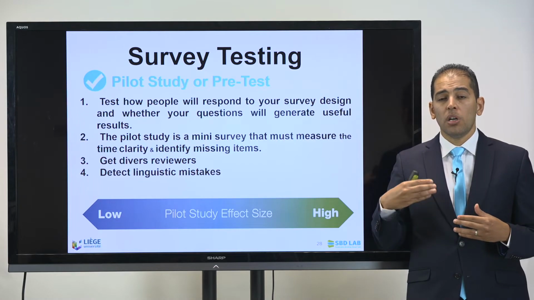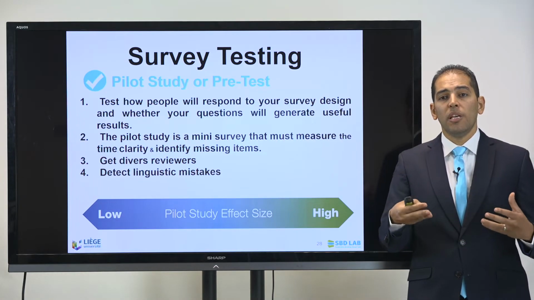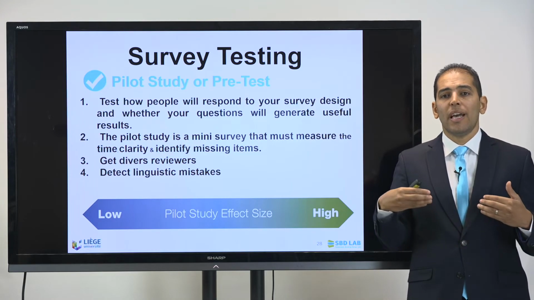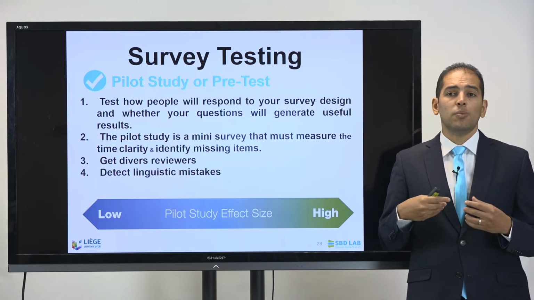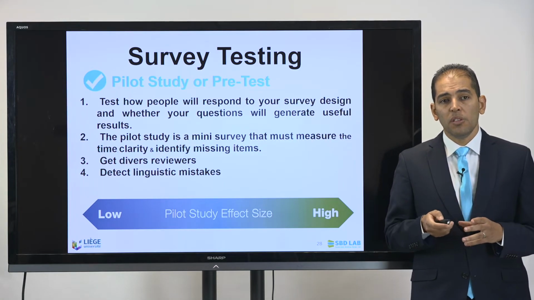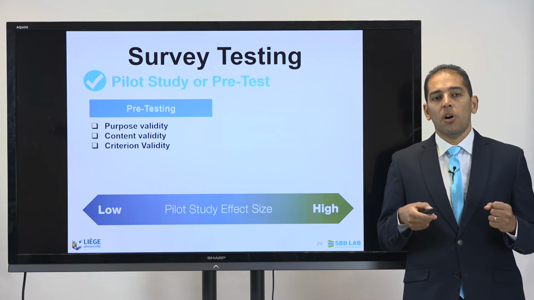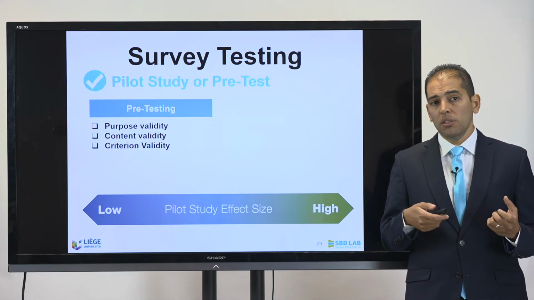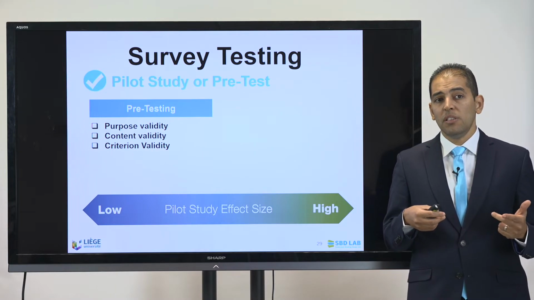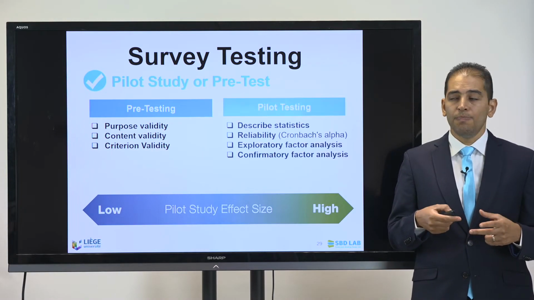So therefore, you need to run it several times with your population or a sample of your target population. You need to test it with the linguistic expert, you need to test it with the thematic expert, you need to test it with representative respondents until you are sure that you have reached a certain quality. And the pre-testing requires purpose validity, content validity, and criterion validity.